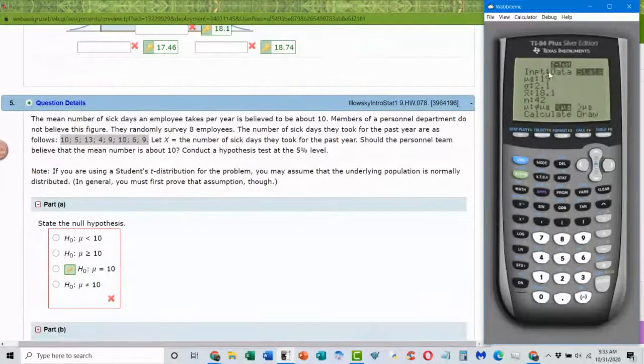So when we were in tests, notice we have data and we have statistics. If they've given us the numbers, like the mean, all this stuff, that's statistics. If they give us a list of values, that's going to be used as data. So even if we calculate what those things are, we would rather use the real data because it hasn't been rounded at all.